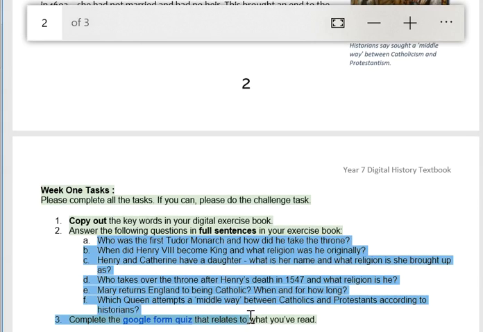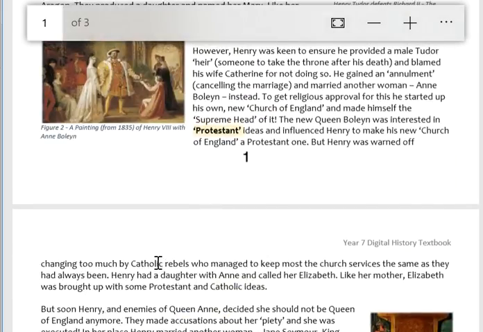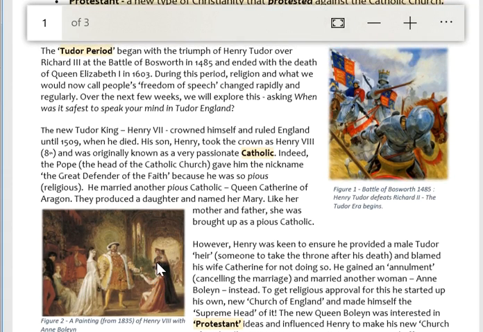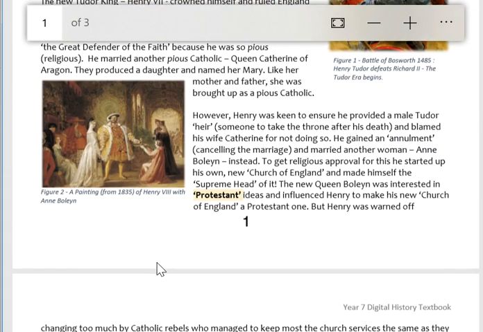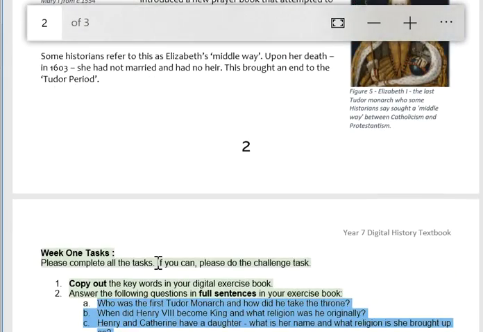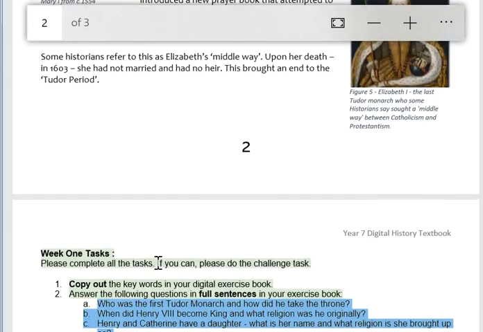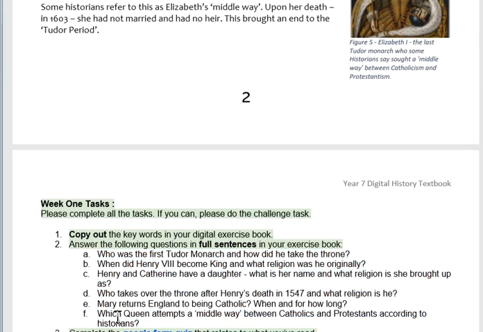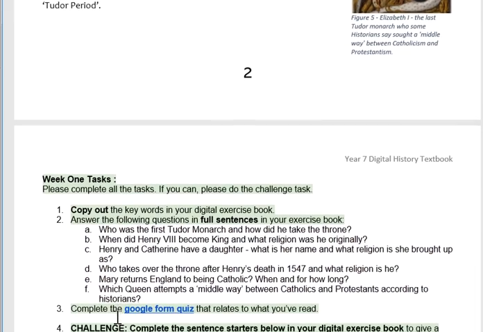These questions here should be straightforward if you've read through page 1 and 2 properly. Now, it may not be that you understand every single thing in page 1 or 2, that's totally fine, but give it your best shot. Try and answer task 2, answer questions A to F in your digital exercise books, and then we can look at it as teachers and try and mark them.